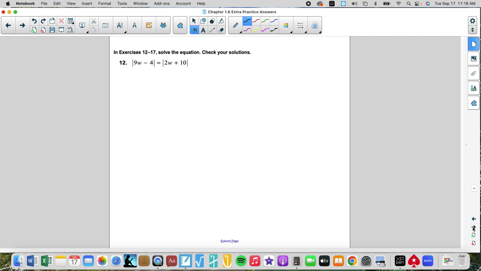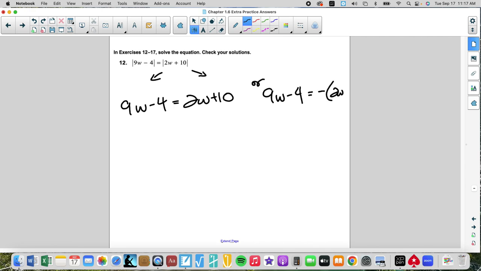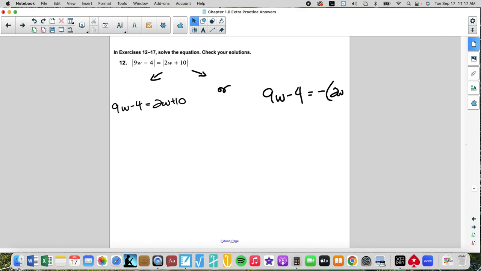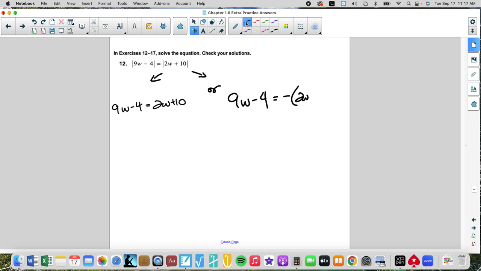All we do is, positive, negative. Okay, so we still write 2 statements. This is kind of complex. 9w minus 4 can either equal the positive value of this, or it can equal the negative value of this. And what we have to do is make this a little smaller, move it over a little bit. And the negative value of that right side. So notice that negative is outside of parenthesis.